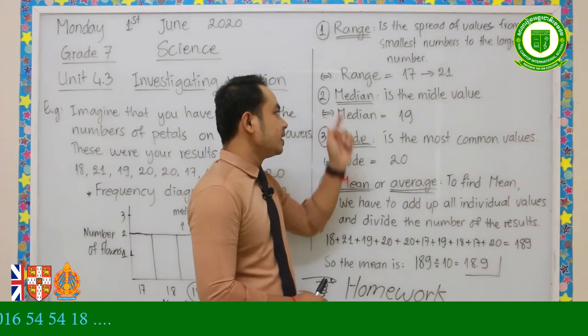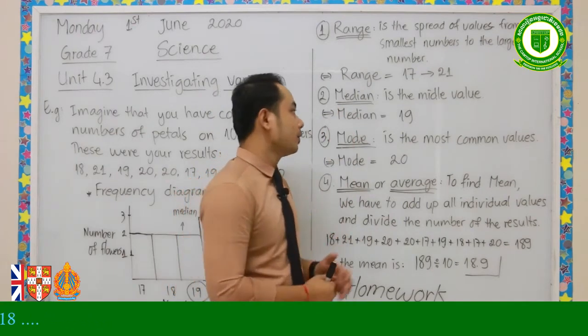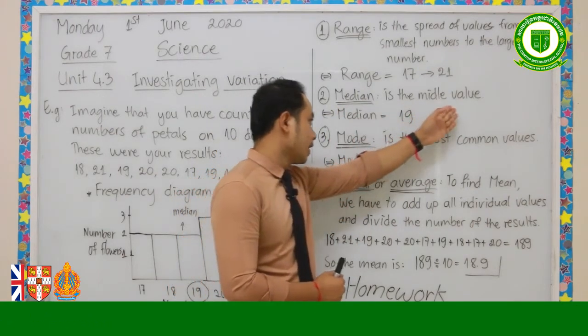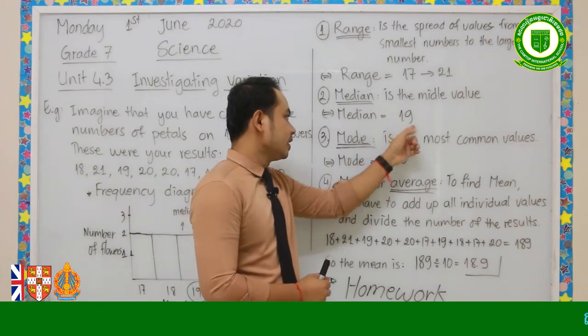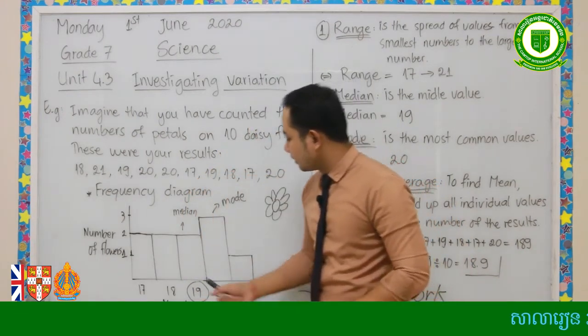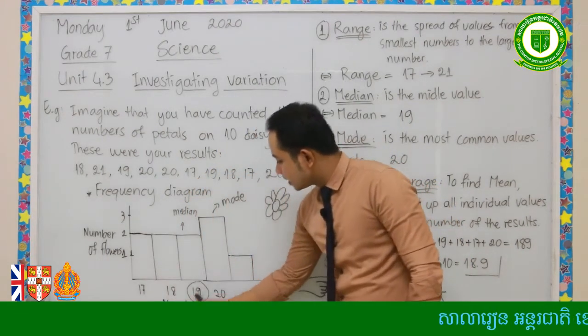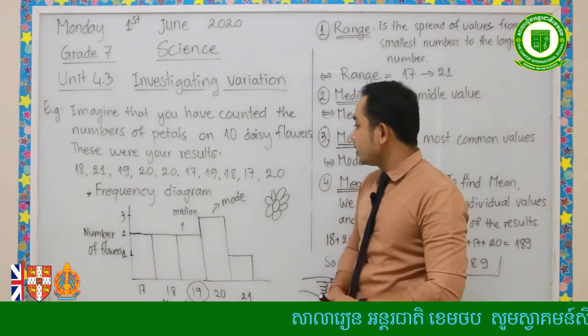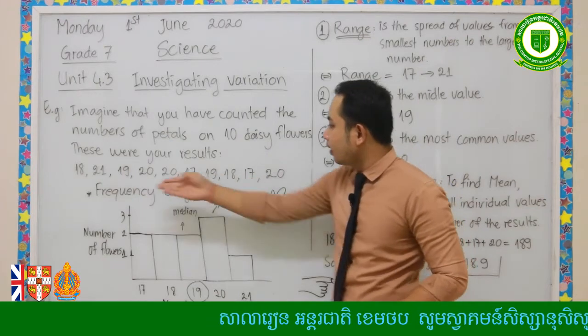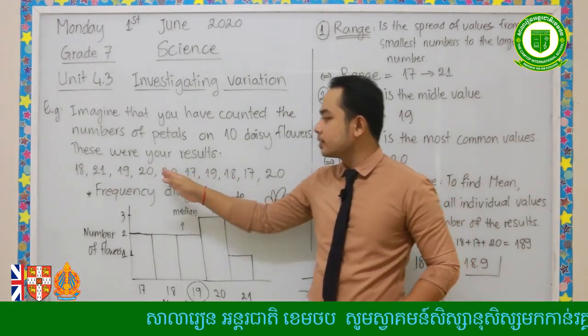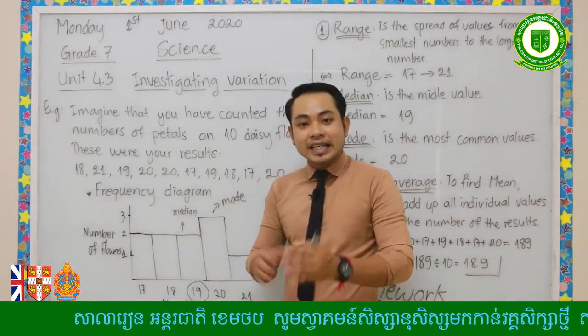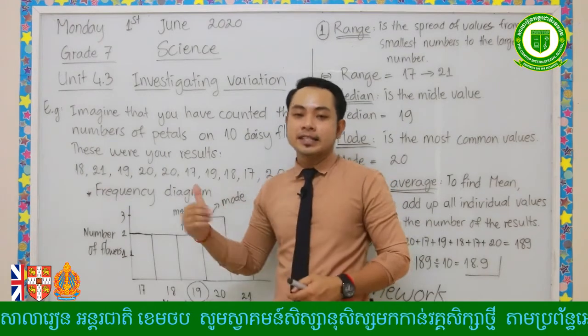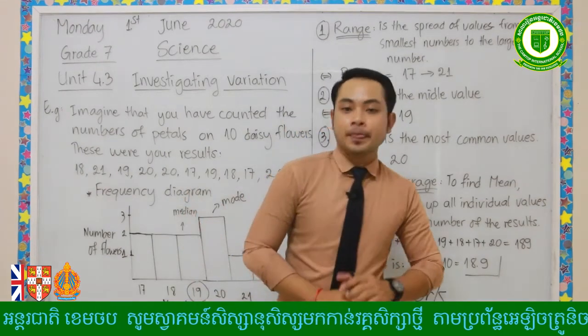Median, what is median? Median is the middle value, okay? And we get the median here is 19. It is in the middle, right? So this is the median because it is in the middle among the others. Even though you arrange this in order from 17, you can also see number 19 in the middle. So we consider number 19 is the median.